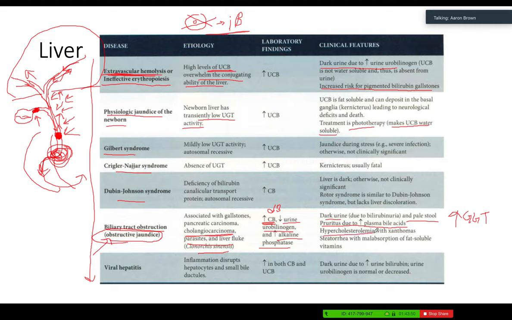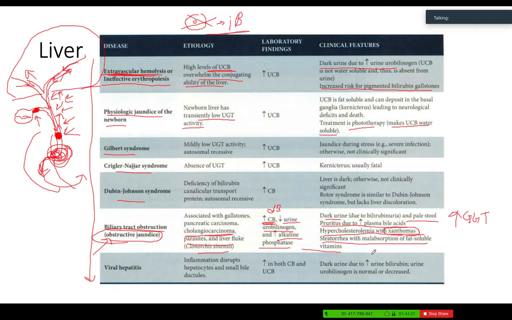We cannot get rid of our cholesterol, so we should see some xanthomas or yellow growths. Xanth means yellow, oma means growth. Steatorrhea with malabsorption of fat-soluble vitamins, and here due to decreased bile and decreased pancreatic enzymes, we're not absorbing our fat-soluble vitamins.